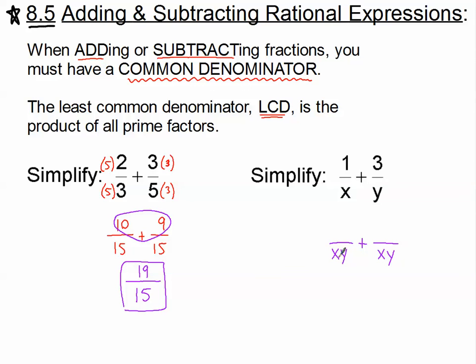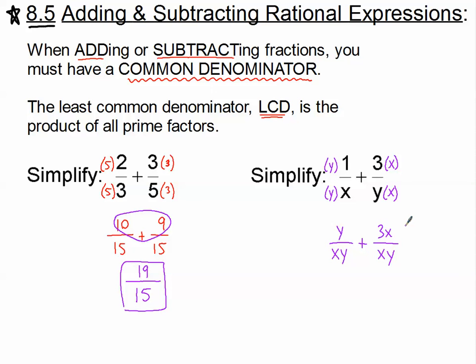X is going to turn into xy by multiplying by a y, so I have to do that to the numerator and the denominator. The numerator turns into 1y, or simply y. This y needs to turn into an xy, so I need to multiply by an x. I have to do that to the numerator and the denominator, so the numerator becomes 3x.